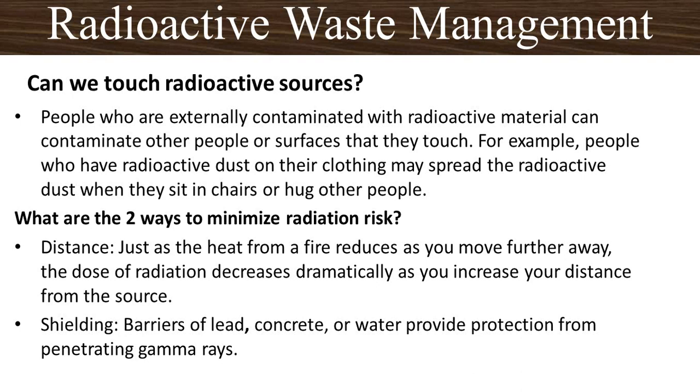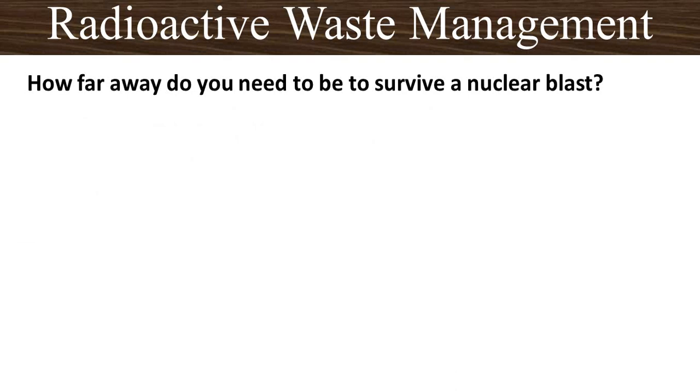For example, people who have radioactive dust on their clothing may spread the radioactive dust when they sit in chairs or hug other people. So we can minimize the radiation in two ways. One is distance. Just as the heat from a fire reduces as you move further away, the dose of radiation also reduces dramatically as you increase your distance from the source. By using shielding also, we can minimize the radiation risk, that is, barriers of lead, concrete or water provide protection from penetrating gamma rays.